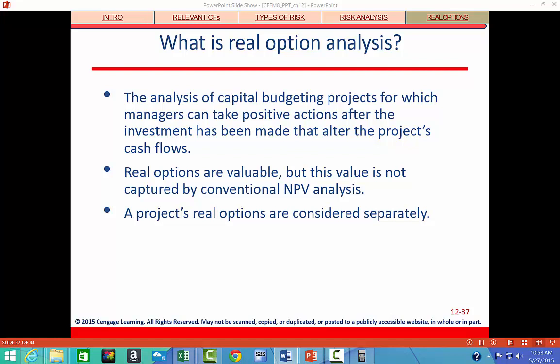Opportunities for such actions are called real options. The term real distinguishes them from financial options like stock options, and the term options means they offer the right but not the obligation to take a future action to increase cash flows. Real options are valuable, but this value is not captured by conventional net present value analysis. In real option analysis, a project's real options are considered separately.